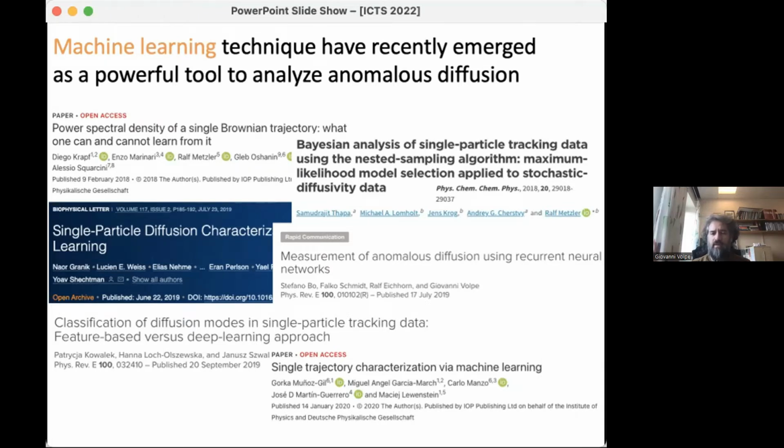And not only neural networks, by the way. For example, this paper by Carlo Manzo and Gorka Munoz was actually using random forests. So using advanced machine learning tools to characterize anomalous diffusion. And one common thread throughout these papers was that it looked like machine learning could do better than the standard analysis based on the mean square displacement. And that's where the idea came to us to organize a challenge.